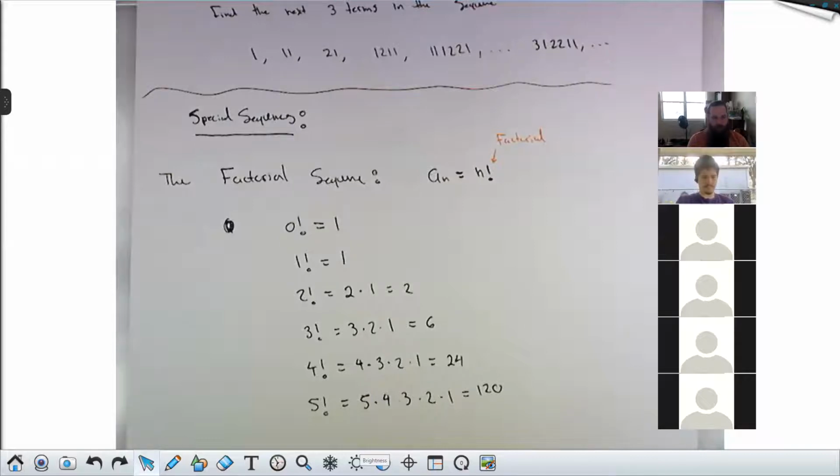There's other ways to argue that 0 factorial is 1, but if you like, you can just take it to be the definition, or you can say because I said so, or you could take it to be what's called an initial condition in a recursion. And I'll show you what recursive sequences are in just a second.